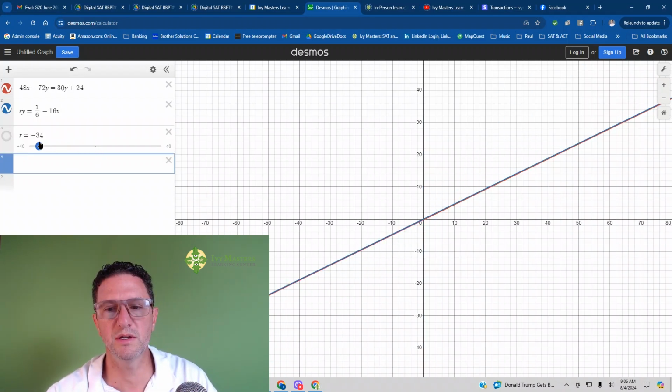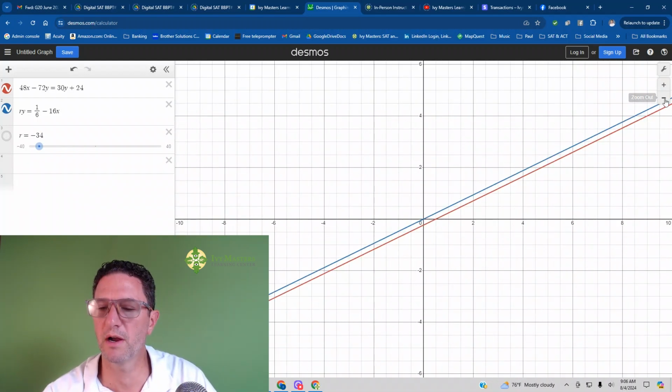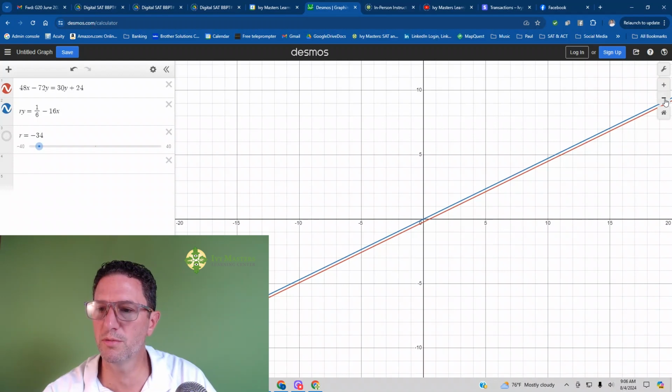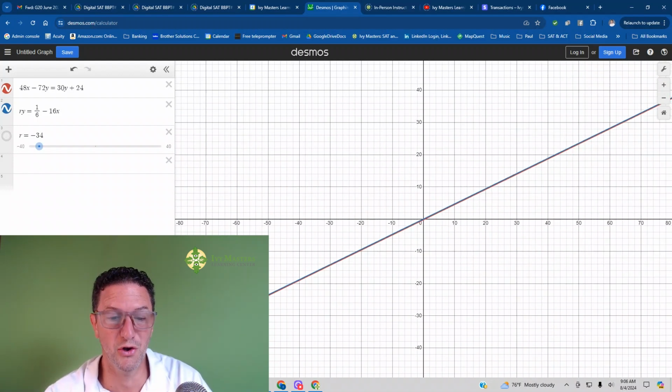And what you notice is that, well, actually from here, at negative 34, it looks like they're about parallel. If you zoom out, make sure they're still parallel, still parallel, still parallel. Negative 34 is your answer.